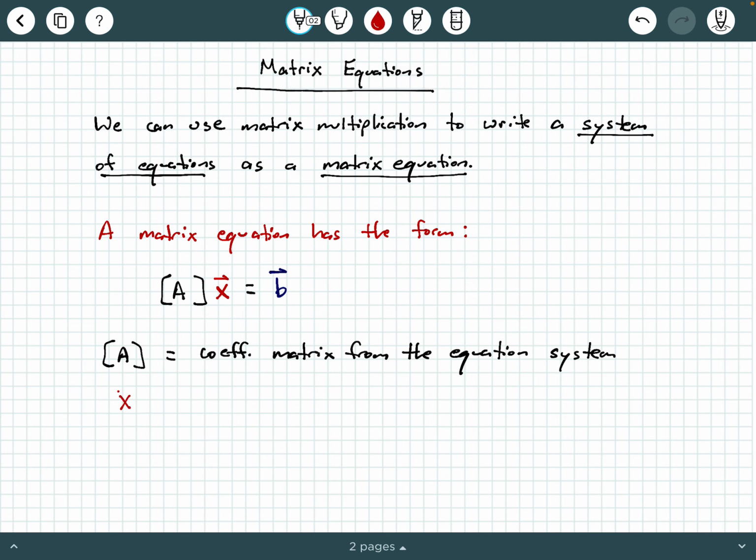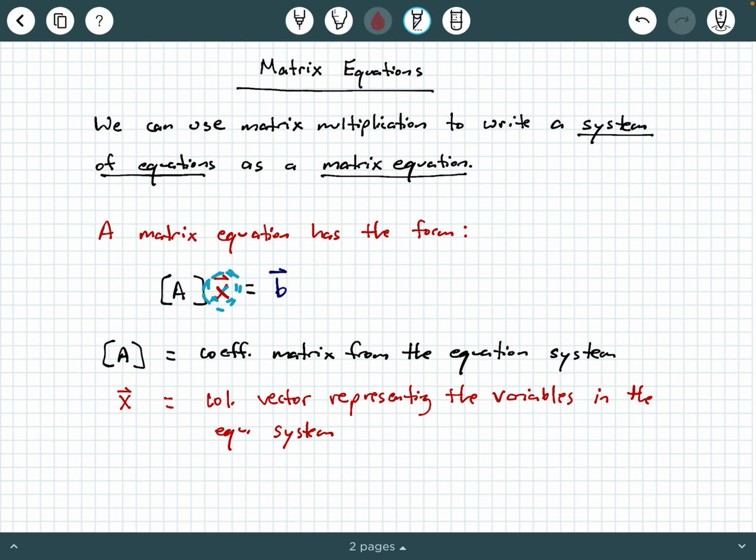What about column vector X? So this is called a column vector representing the variables in the equation system. Okay, so again, if you're dealing with a system of equations, then this column vector, or sometimes called a column matrix, X, represents the variables. Its entries are all the variables that are from that system of equations you're interested in.